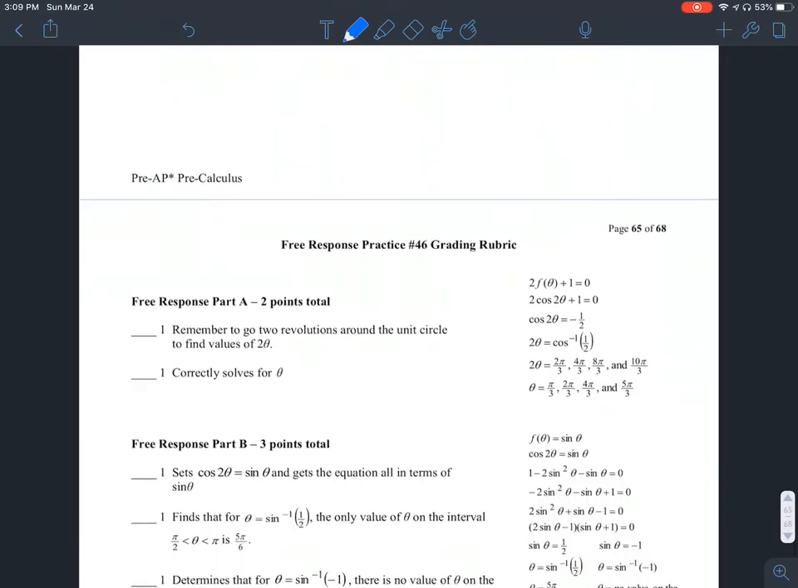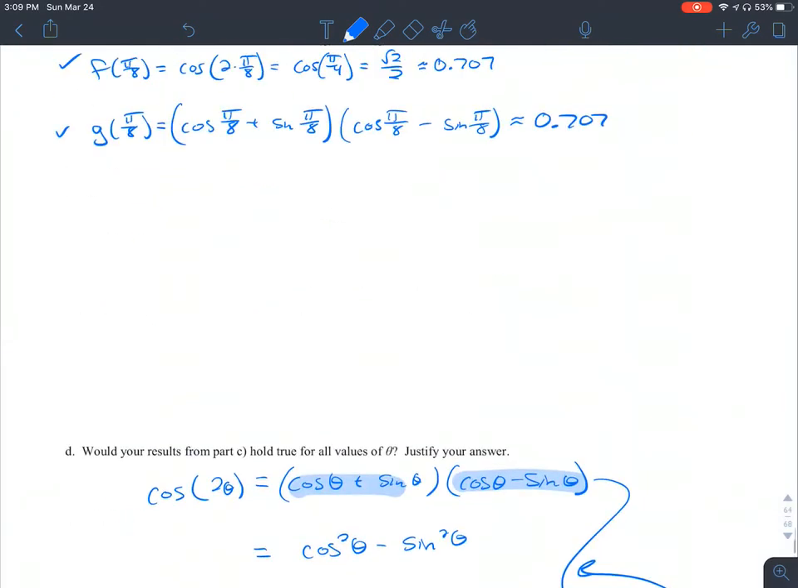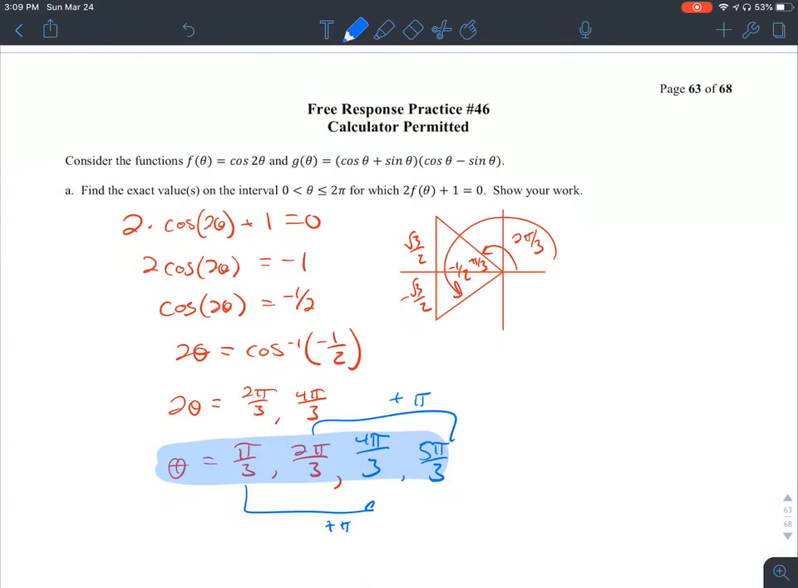Cool. Is there a part E? There is not. That concludes free response practice 46.